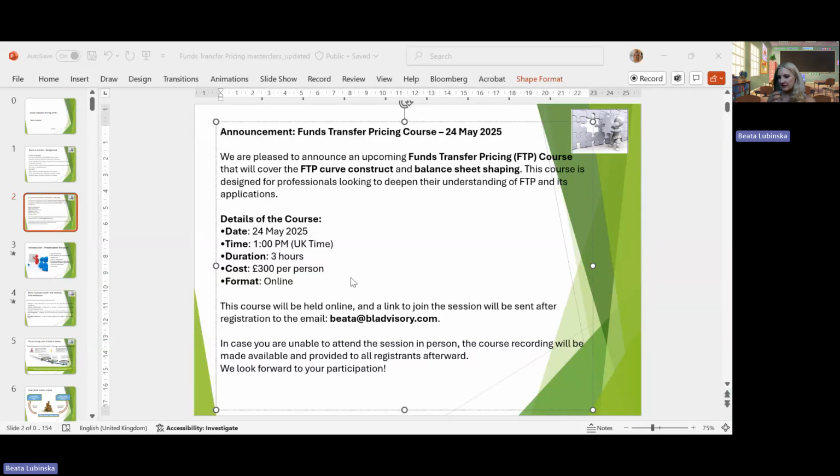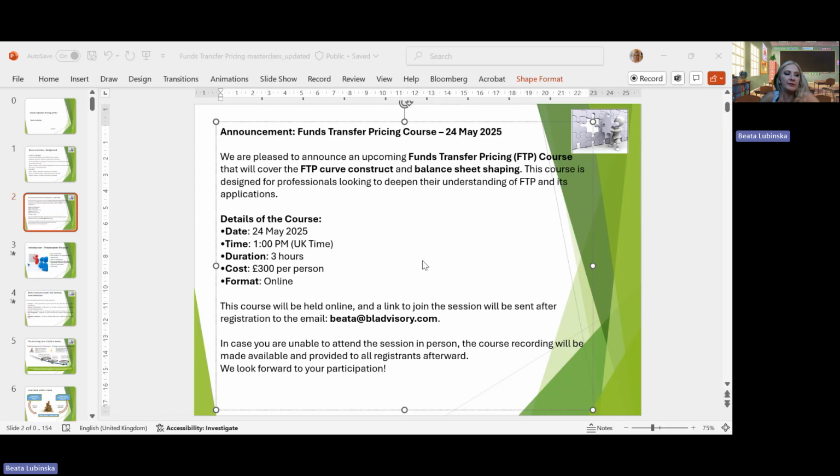The reason for this is that there are a lot of questions, and I receive comments, emails, and LinkedIn questions regarding how to set up the curve and how to shape the balance sheet through the FTP curve construct. And yes, you are right. There are a lot of techniques which lead to the shaping of the balance sheet through FTP, the strategic FTP process.